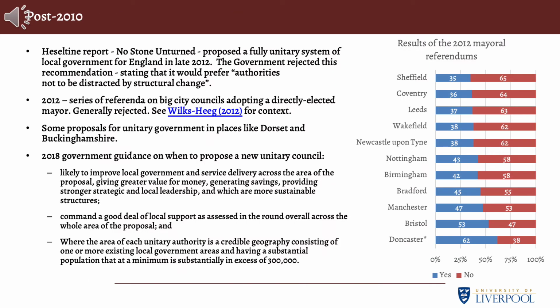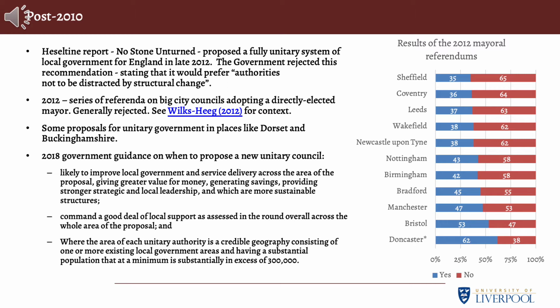And here, okay, so we have the coalition government. Now, again, Michael Heseltine was brought back to produce a report, and like in the Major years, he proposed a fully unitary system of local government for England. Now, the government rejected this, saying it would be expensive during a time of austerity. And what they did instead was push for a series of referenda in big cities to adopt the directly elected mayor.